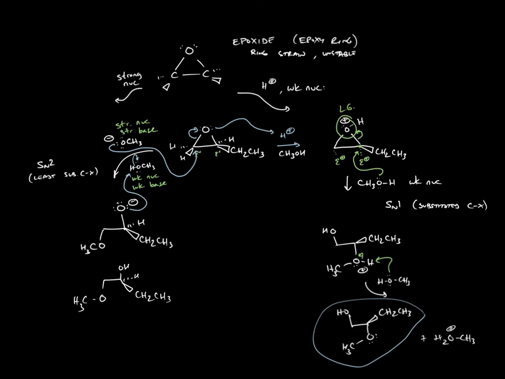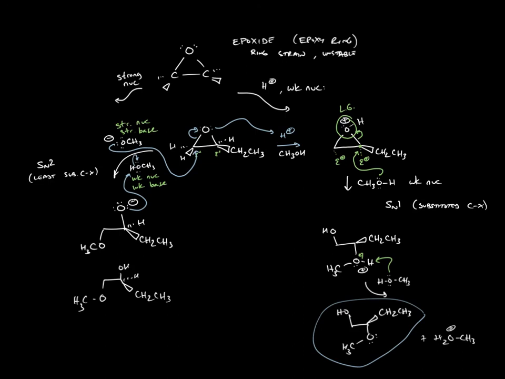So notice the difference in these two approaches. If you start with an epoxide, depending on which nucleophile we add, we can choose to attack the most substituted side of the epoxide by adding an acid followed by a weak nucleophile. We can choose to attack the least substituted carbon in the epoxide by adding a strong nucleophile with a little bit of base. And so those are the two ways that we can choose.